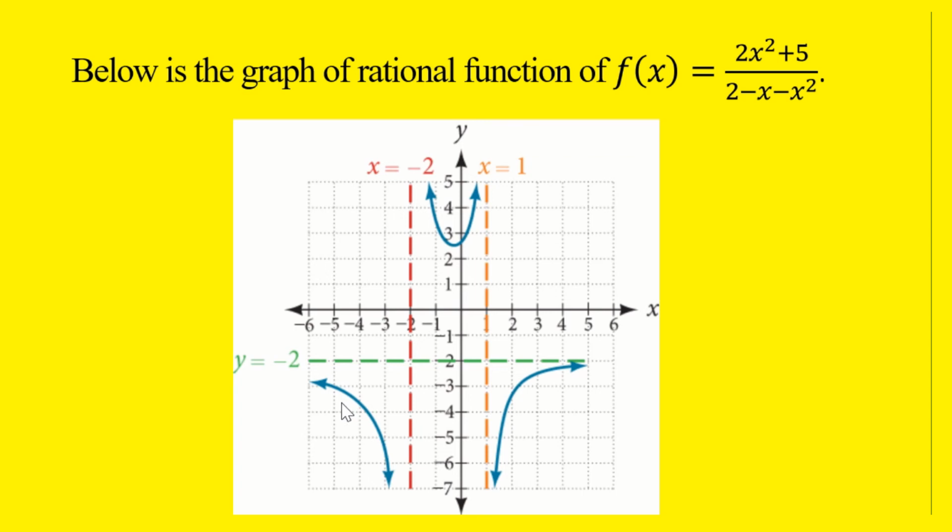We can see that it gets really close to this dotted red line and really close to this dotted orange line. But as it approaches it, it gets close, but it actually never crosses over. So this is how we identify the vertical asymptote when looking at rational functions.